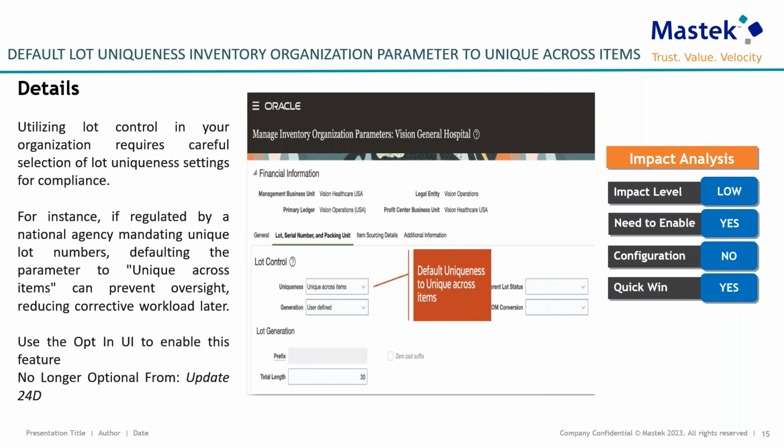To make all the lot numbers unique across the organization, we need to only select this option over here. So we can obtain this feature, and there will be no configuration changes apart from selecting this uniqueness. And yes, this is a quick win for us. And over and above, this will no longer be optional from 2040.